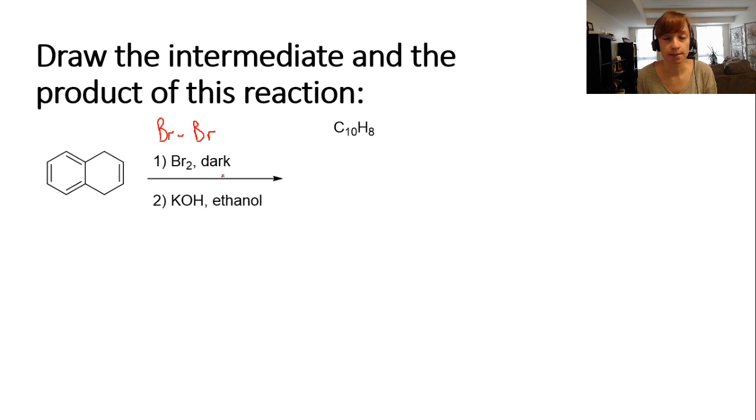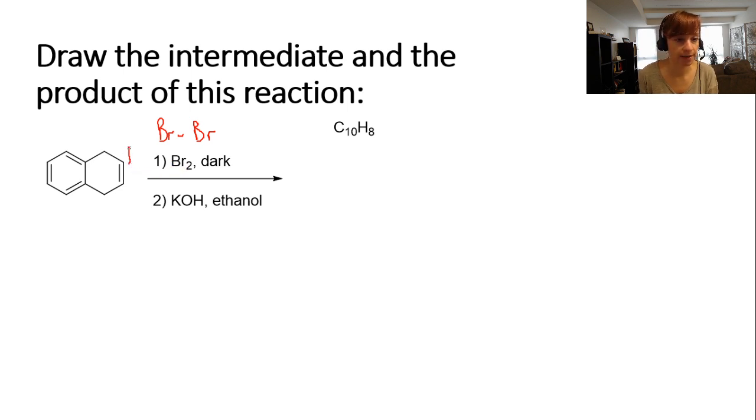Now note that it says that it happens in the dark, so this means that it is not a radical-based reaction. You can do the same reaction with Br2 and an alkene in the light, but the mechanism is different, but you still end up with the same product. So in this case, it doesn't really matter because it didn't ask you to draw the mechanism.